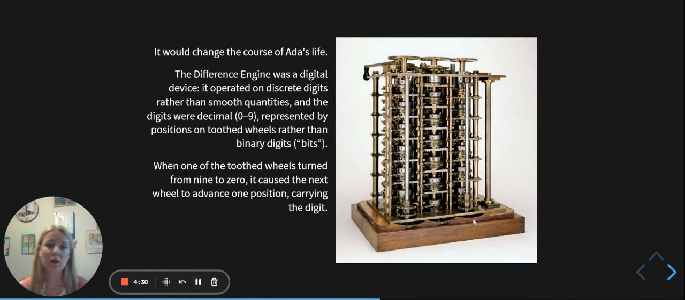The difference engine was a digital device. It operated on discrete digits rather than smooth quantities, and the digits were decimal, represented by positions on toothed wheels rather than binary digits. When one of the toothed wheels turned from 9 to 0, it caused the next wheel to advance one position, carrying the digit.